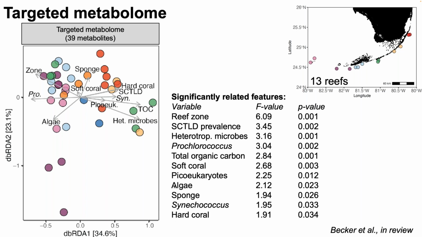And actually about as many features were significantly related to the targeted metabolome as to the taxonomic microbiome. That's interesting because both of those techniques, the genomics and metabolomics methods, are the cheapest. They cost the least. So that's really interesting to find from an applied standpoint as well.